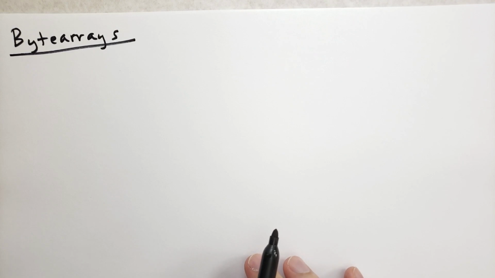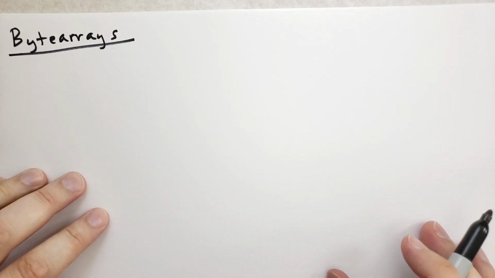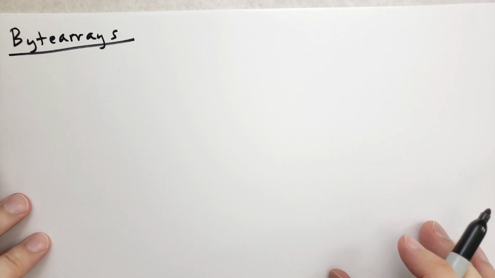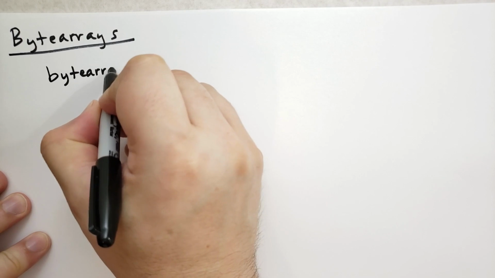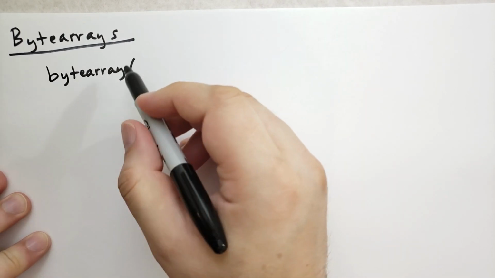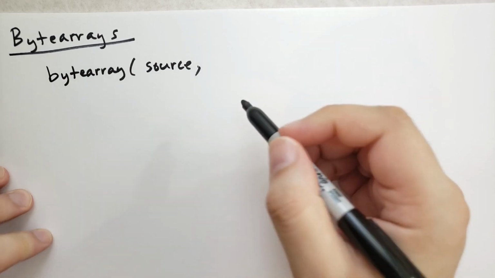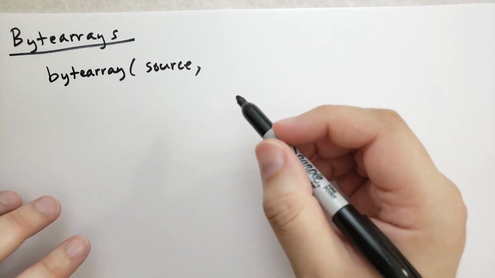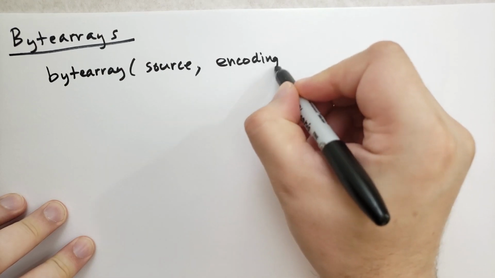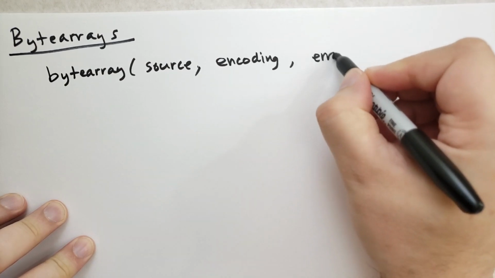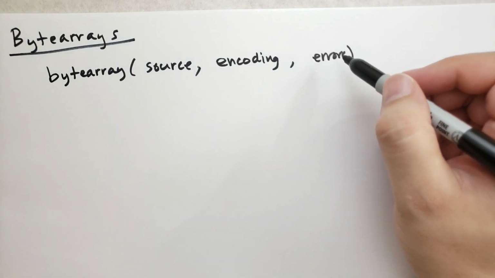Byte arrays behave exactly like bytes and also allow for assignment to subscription and slices like lists. You, of course, have the byte array function that has the same signature as the bytes function. So you have some source, which can be a string or a sequence, an iterable, and then you can optionally specify the encoding and what to do if there are errors with the encoding. So this defaults to UTF-8 and it defaults to strict.